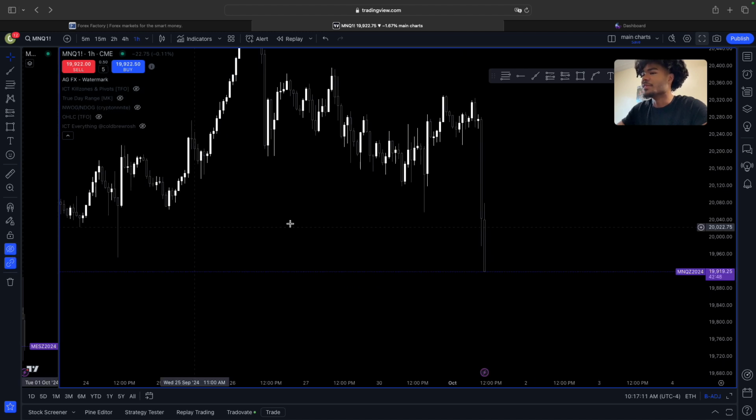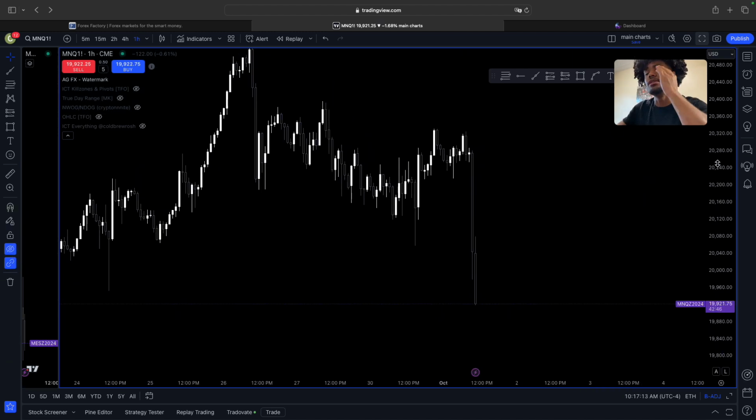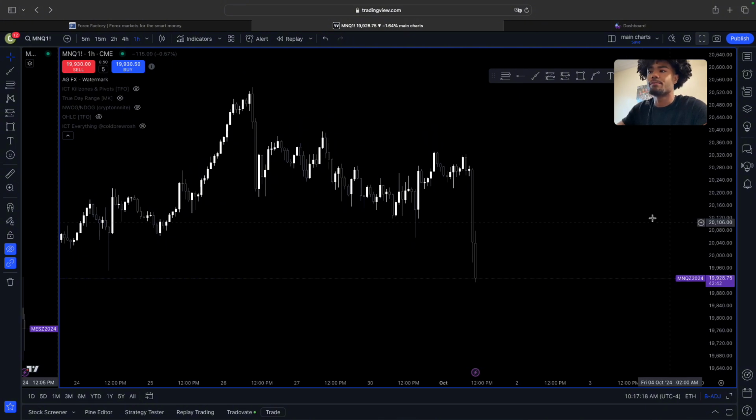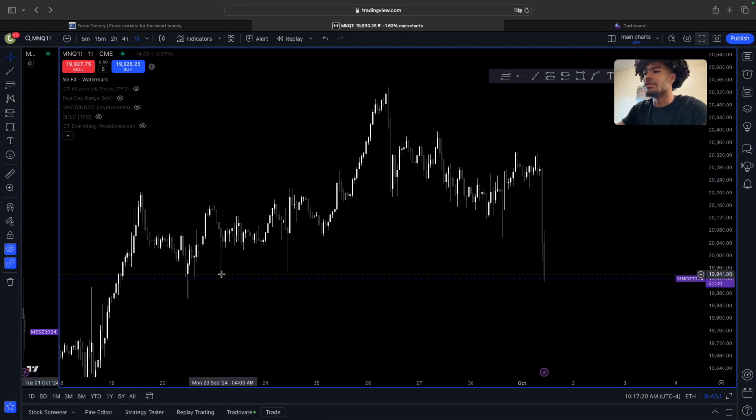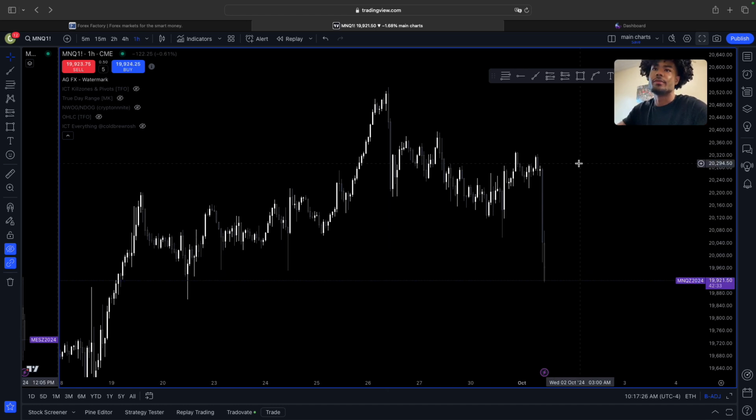But this is also going to prove why you don't need to catch the entire move. All you need is a small piece. It gets glorified really to catch the tops and bottoms of certain moves, but in reality, you don't need to. I might explain why right now.